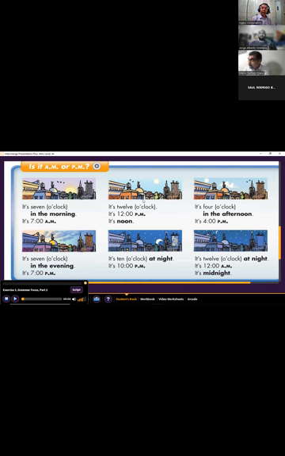Okay. And then the last one, it says it's 12 at night or it's 12 o'clock at night. Okay. Or you can say it's 12 a.m. That means that is la hora de los espantos, right? Oh, el retorno de la suegra. Okay, midnight, right? Midnight.